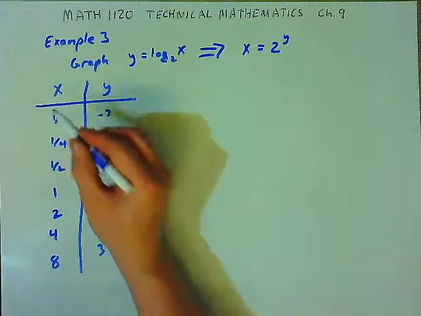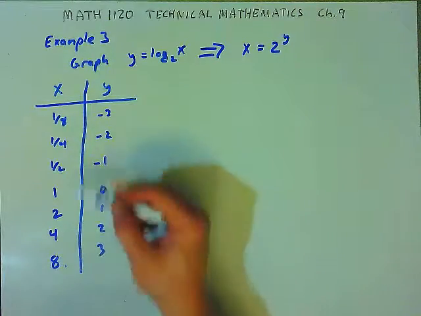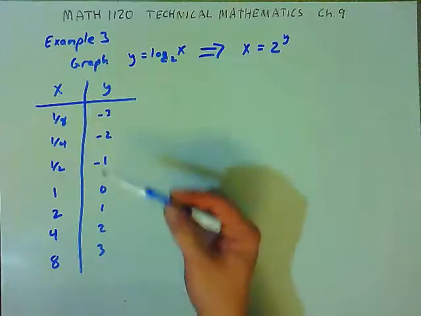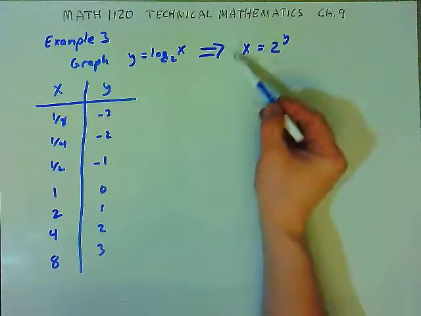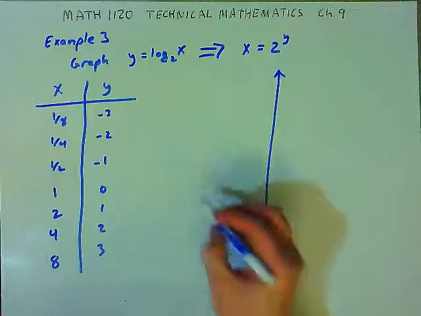Right, so I would never have guessed these numbers to plug in for x and then be able to solve for y. It's a lot easier to plug in numbers for y and then try to solve for x because of the form the equation is in. And so we want to plot these points on our graph.